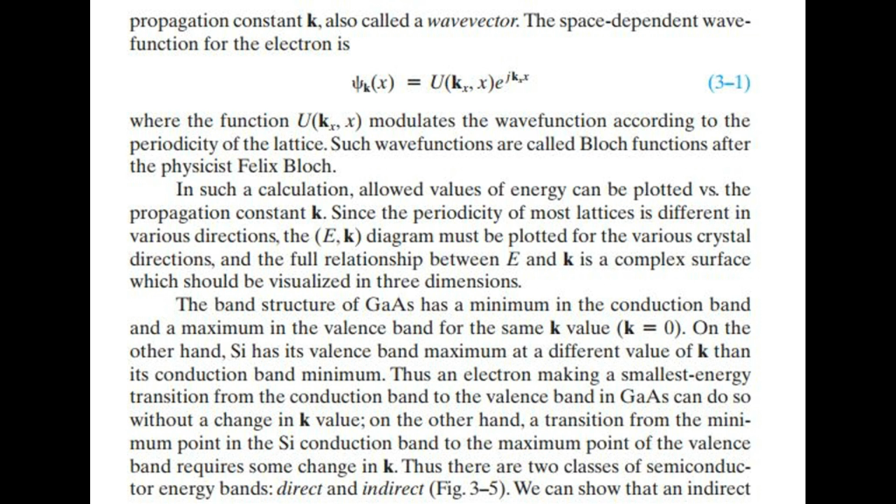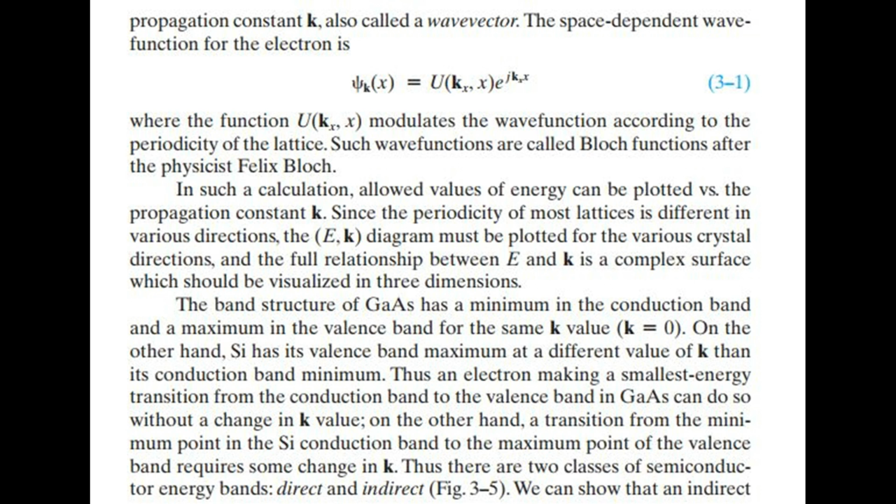On the other hand, Si has its valence band maximum at a different value of K than its conduction band minimum. Thus an electron making a smallest energy transition from the conduction band to the valence band in gallium arsenide can do so without a change in K value. On the other hand, a transition from the minimum point in the Si conduction band to the maximum point of the valence band requires some change in K. Thus there are 2 classes of semiconductor energy bands, direct and indirect, Fig 3.5.